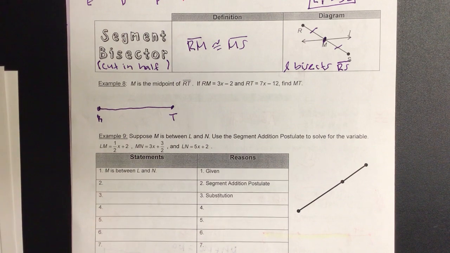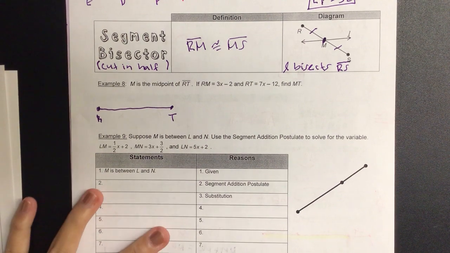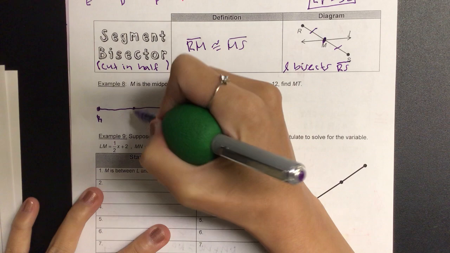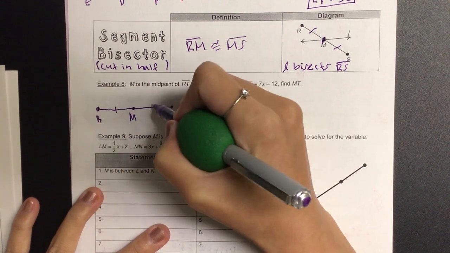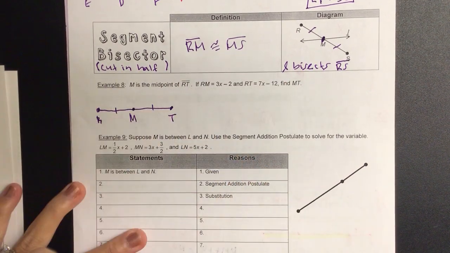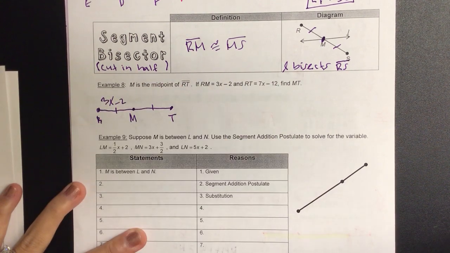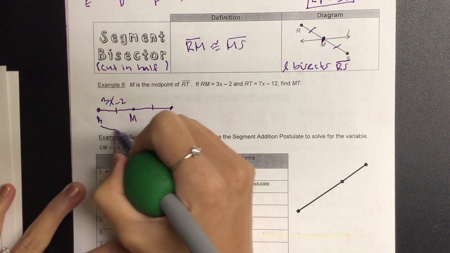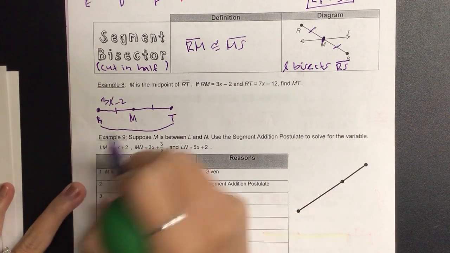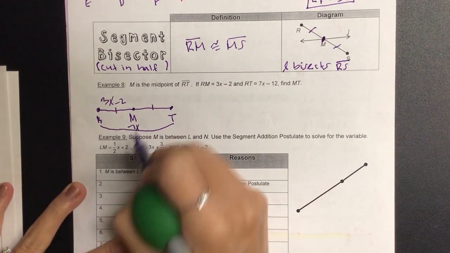Because M is the midpoint, do I get to choose where to put it? Nope, it's right dab in the middle. And then notate they're congruent too. So RM is 3x minus 2. RT, the whole thing, is 7x minus 12.